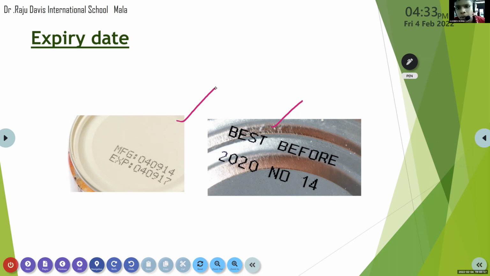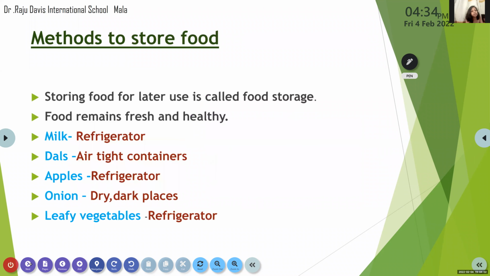Then we are looking at the next one. What is meant by food storage? The chapter name is food storage. What is food storage? Storing food.